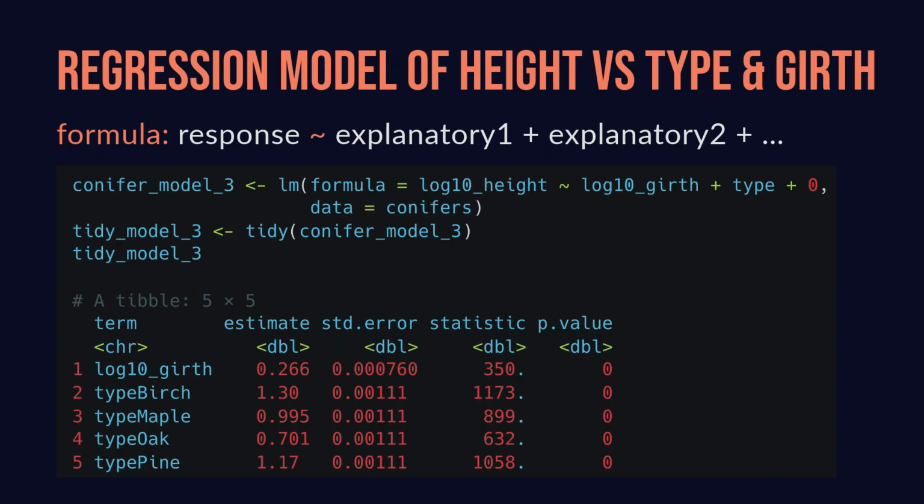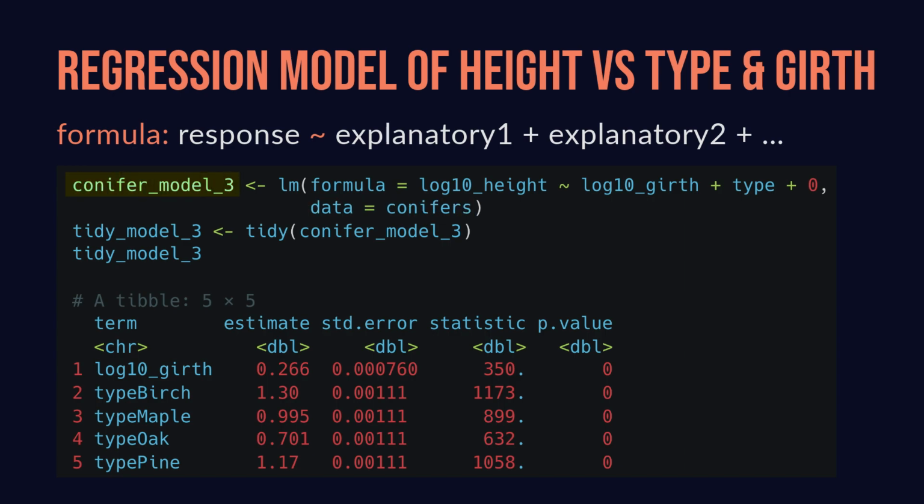When you want to run multiple regression model, you will have to separate each explanatory variable using a plus symbol. To run a linear regression as before, we use the lm function. In the formula, we specify log10_height on the left side and log10_girth plus type plus 0 on the right hand side. For the data argument, we specify conifers. We now save it in the conifer_model_3 variable.